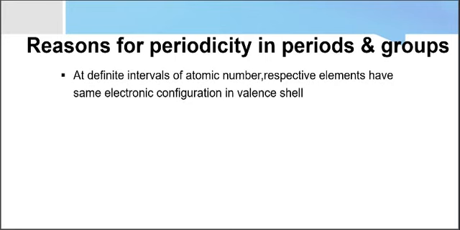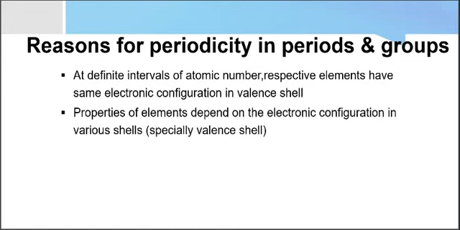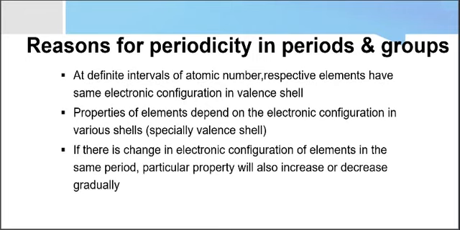So after a definite interval, the elements have same number of electrons in the valence shell, and since they have same number of electrons in the valence shell, they also have more or less same properties. So since it is repeated, it is also periodic. At a definite interval, it is periodic. So properties of elements depend upon the electronic configuration of various shells, especially the valence shell. Just like see, the valence shell of lithium has 1 electron and the valence shell of sodium has 1 electron.